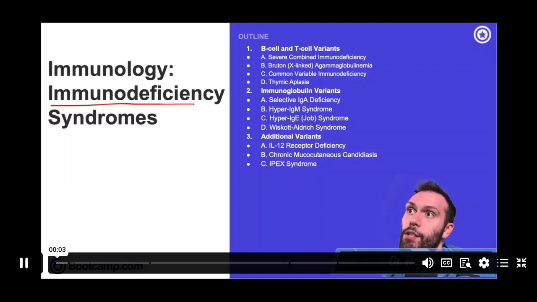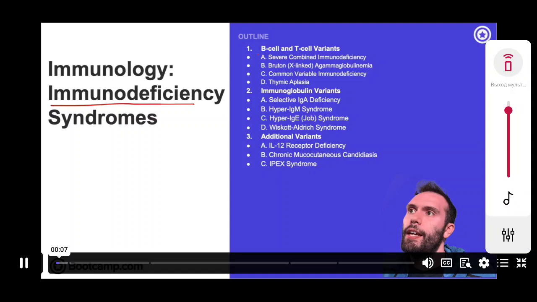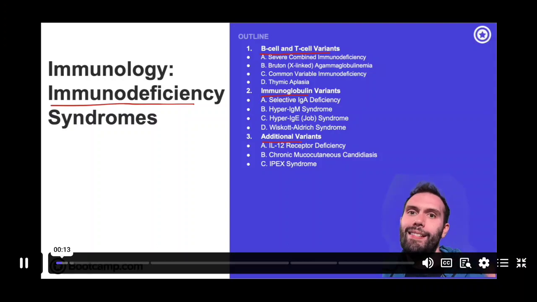Immunodeficiency syndromes. The easiest way for me to organize these is to put them into categories like B and T cell variants, immunoglobulin variants, and then some additional diseases that don't quite fit as neatly into these buckets. There are a lot of different ways that you can organize this information. Again, we're going to focus on the high yield, and talk about what we can use from the basics that we talked about before to distinguish some of these different diseases.